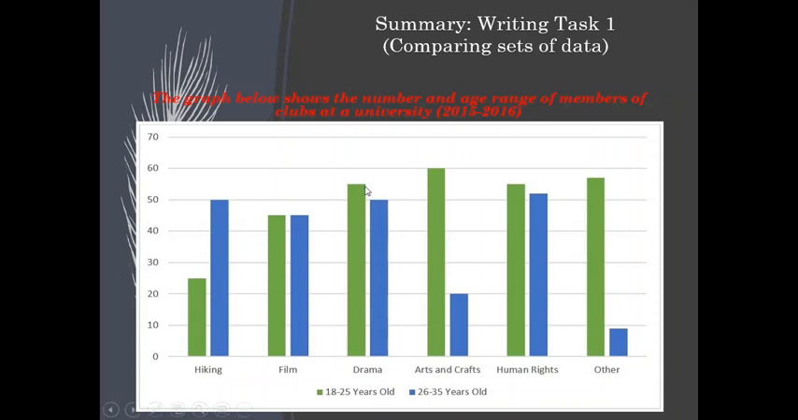It's pretty obvious that you have more of these green bars than the blue bars in most of the clubs. So in drama, you have more 18 to 25 years old. It's the same as arts and crafts, in human rights, in other, except for hiking, wherein this is the only thing where you have more 26 to 35 years old. And in film, we actually have the same number. So take note of the same number because you are going to use that later on.